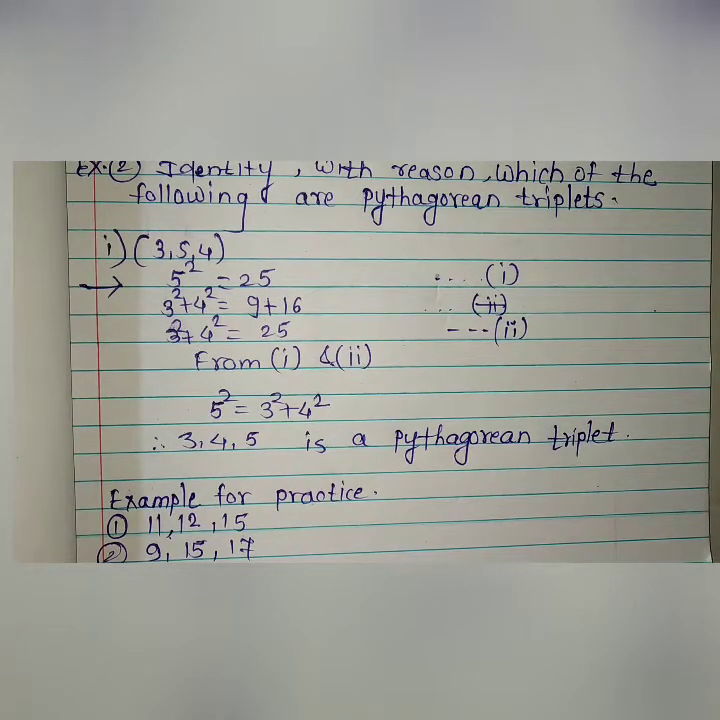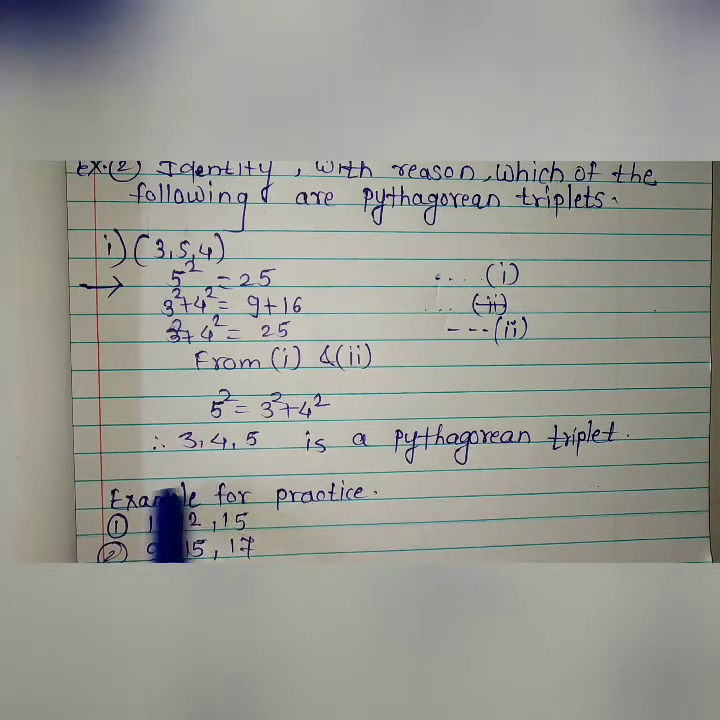Now, examples for practice. Check whether these are Pythagorean triplets, yes or no. The first is 11, 12 and 15. Next, the second example is 9, 15 and 17. And the third example is 40, 41 and 42.